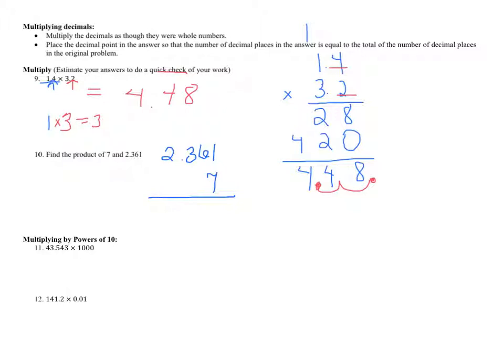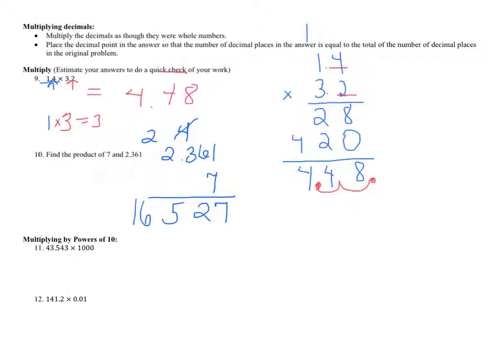So now I'm multiplying through everybody by that 7. So 7 times 1 is 7. 7 times 6 is 42. I place the 2 and carry the 4. 7 times 3 is 21, plus the 4 is 25. Place the 5 and carry the 2. 7 times 2 is 14, plus 2 is 16.